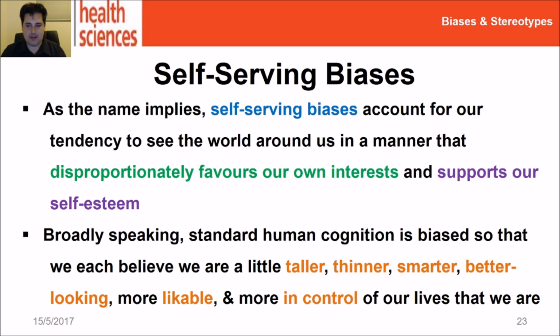Broadly speaking, standard human cognition contains biases such that we each tend to believe, unless we're depressed, that is, that we are all a little taller, thinner, smarter, better looking, more likable, and more in control of our lives than we really are. All of those domains tend to hold a little bit true for people. Although, again, I should mention that when people experience the emotional state or the ongoing clinical condition of depression, the noteworthy characteristic of that is that your self-serving biases get toned down and stripped away to a certain extent.